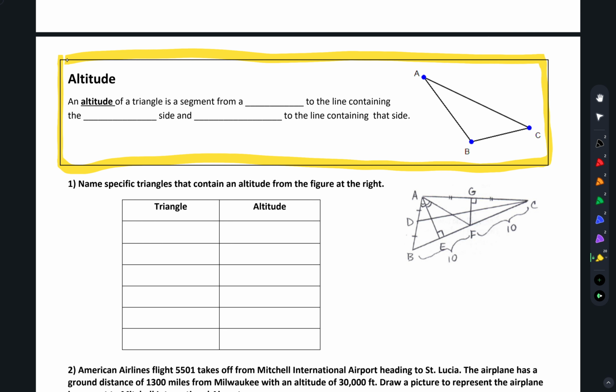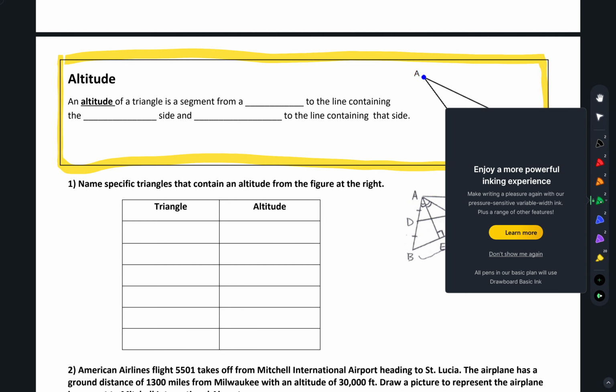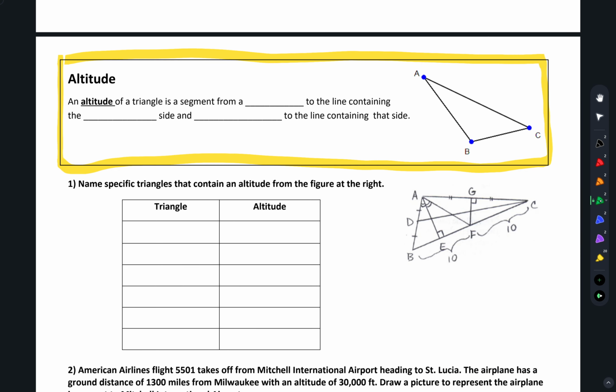Specifically in math, an altitude of a triangle is a segment from the vertex, once again. These first three all start at the vertex. And it contains the opposite side to the line containing the opposite side, and is perpendicular to that side. Can I spell? Maybe.